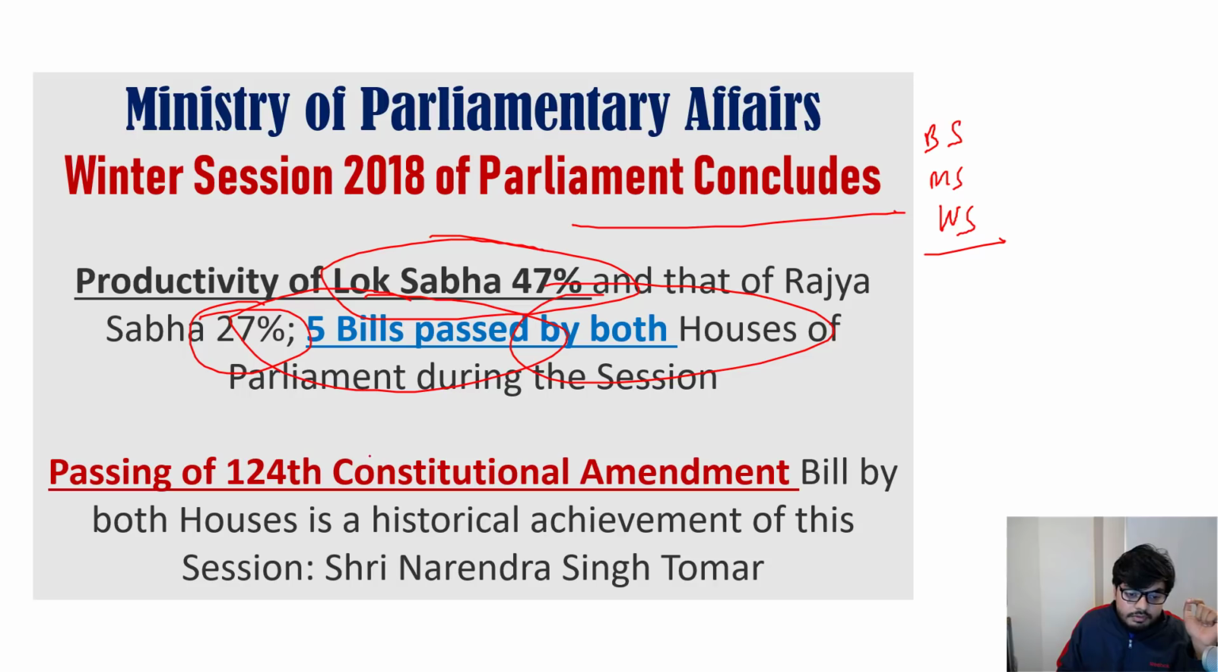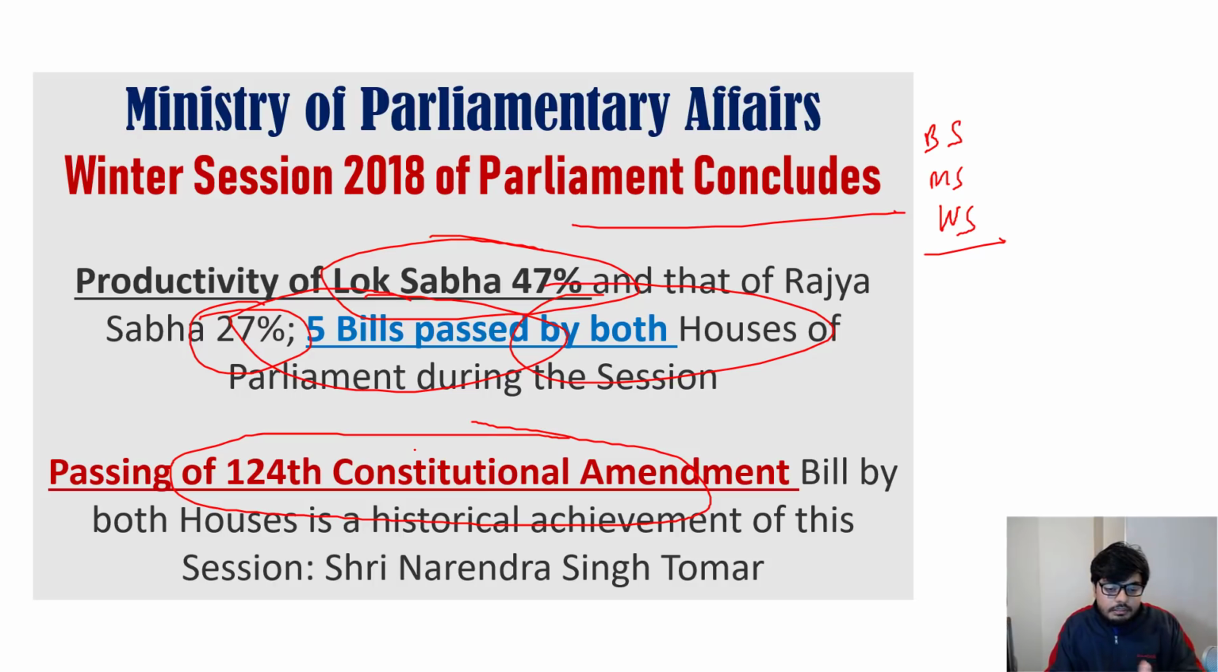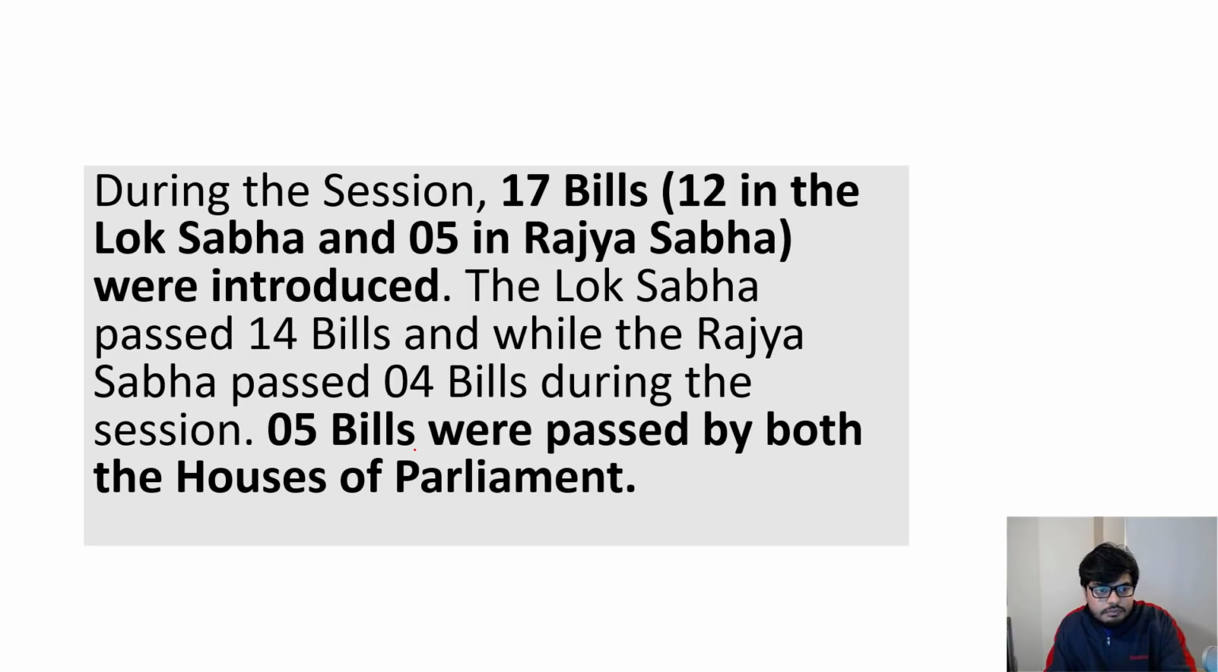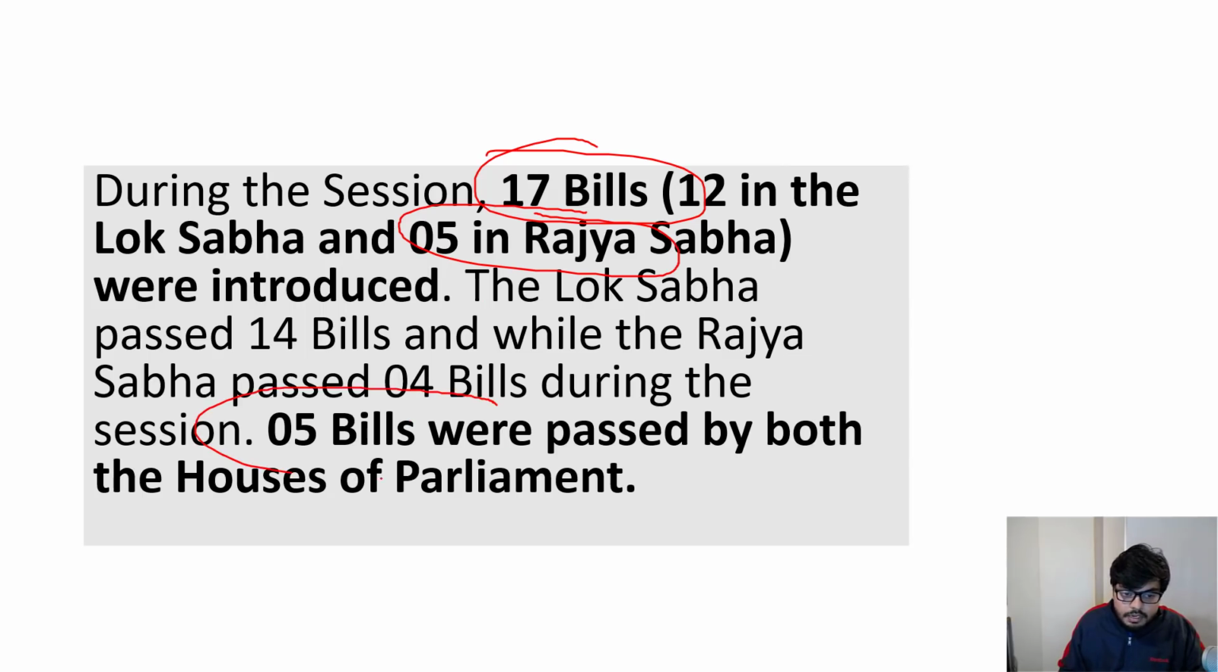Now the passing of the 124th Constitutional Amendment Act was the biggest achievement of the winter session. It was the citizenship bill, where communities who are minorities in countries like Bangladesh, Pakistan and Afghanistan are allowed to take up citizenship here. So it was regarding that. It was a kind of historical amendment bill, as the minister is saying. Next, 17 bills were passed by the Lok Sabha separately and 5 by the Rajya Sabha. But you see, only 5 bills were passed by both houses of Parliament. That's the main thing, and these are going to become acts.